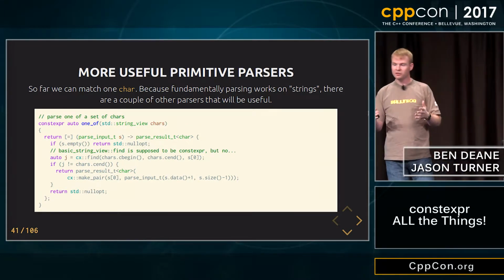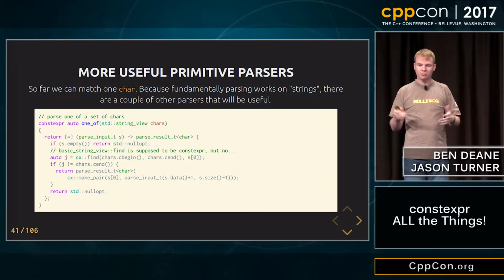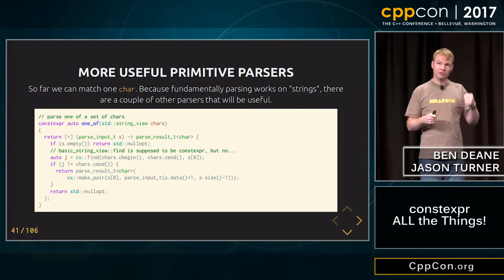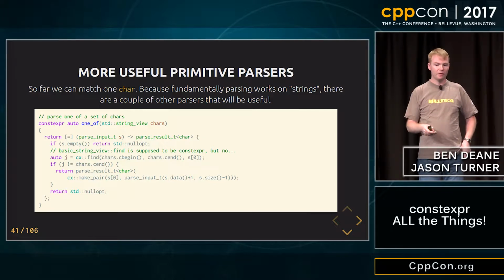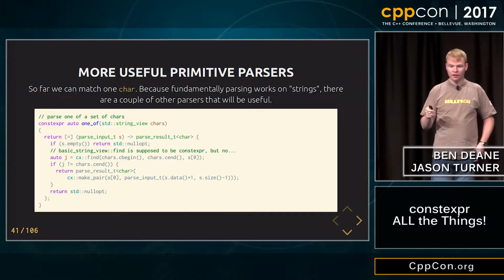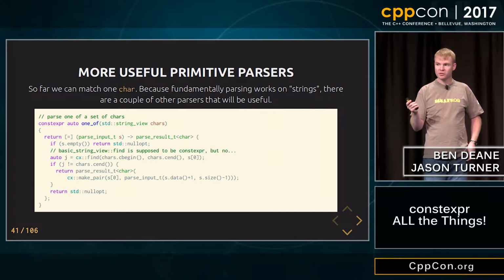So now that we can do that, we can think about some other primitive parsers. So far we can make a parser for chars. Fundamentally, parsing works on strings, so we're going to want a few more things. It's going to be useful to match any one of a number of chars that we give it. And so here is this function, one of. Again, it returns a lambda. It's returning a parser. And it's just doing the kind of obvious thing. You see if the thing at the beginning of your input is in your set of chars, your string view that you captured. So that, I hope, is clear.